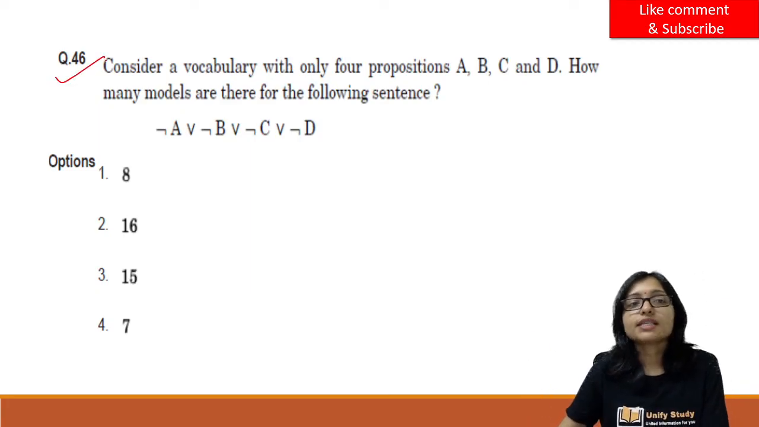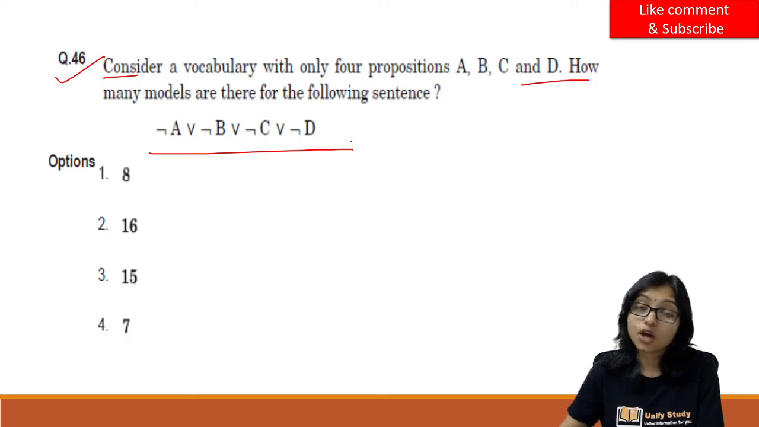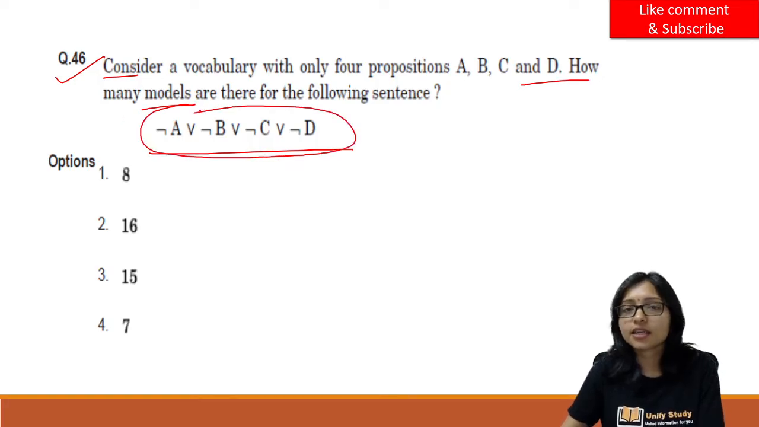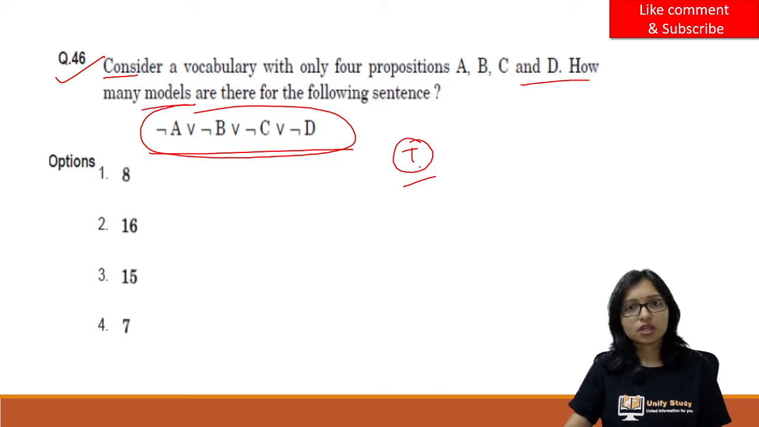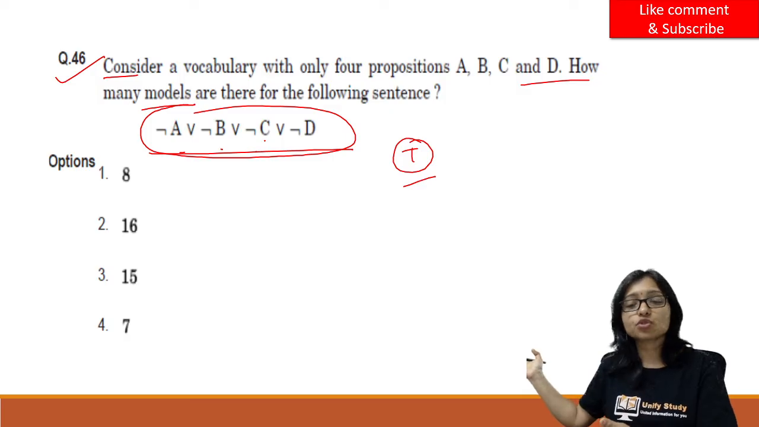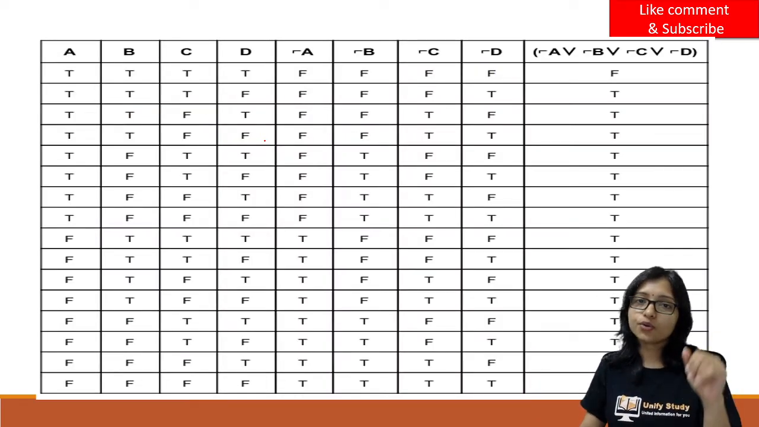Yes. So this is the question where you have to consider the vocabulary here. What is the model? How many models are there? What is model? Model means if I am solving this expression, how many variables are there? We will make a truth table. Now in the truth table, how many true are coming? That are called models. So ma'am, there are 4 variables. I will create the truth table. That will be a very lengthy truth table. How can we do it in the exam hall?